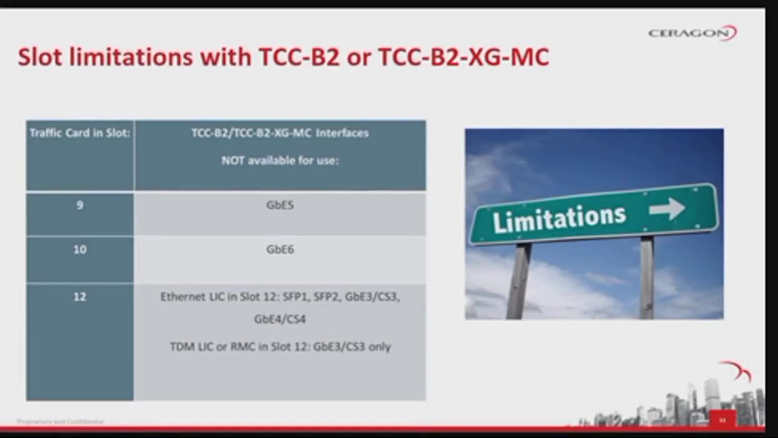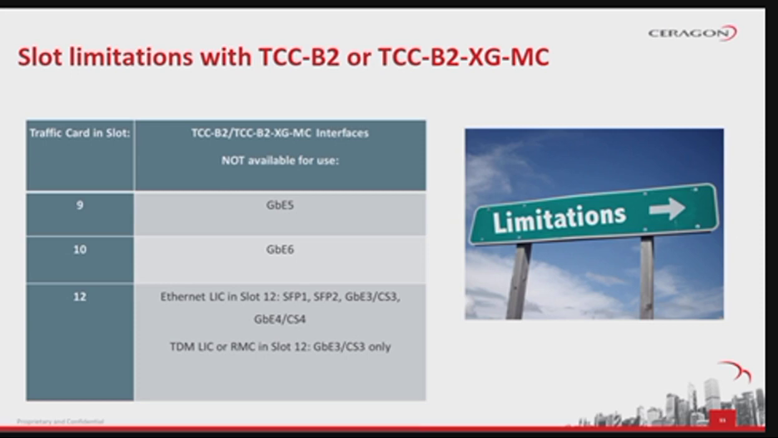This table shows slot limitations when used with TCCB2 or TCCB2X GMC. When a second Ethernet LIC is installed, the 2 gigabit Ethernet interfaces on the TCCB or TCCB-MC are disabled, resulting in a total of 8 gigabit Ethernet interfaces per chassis.